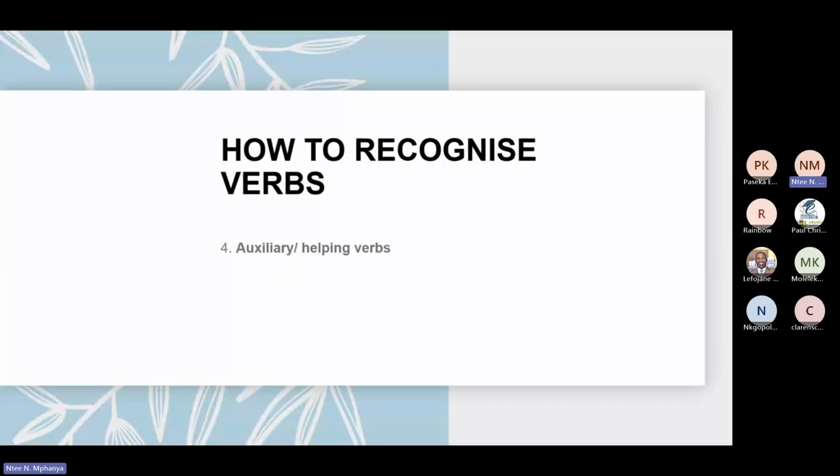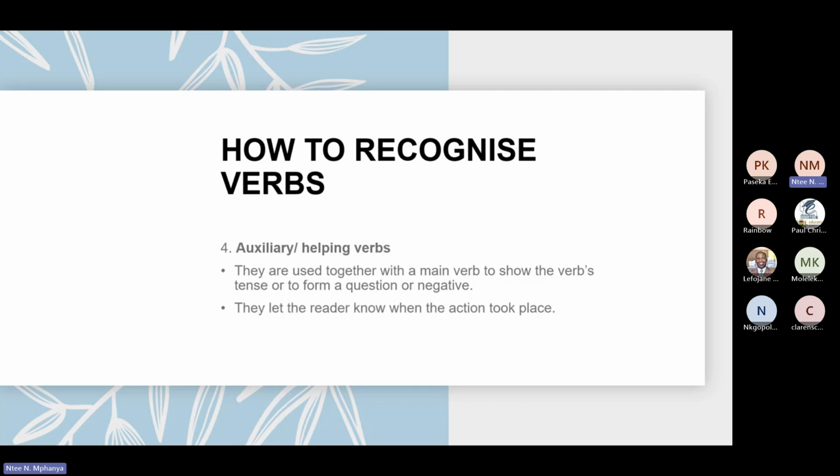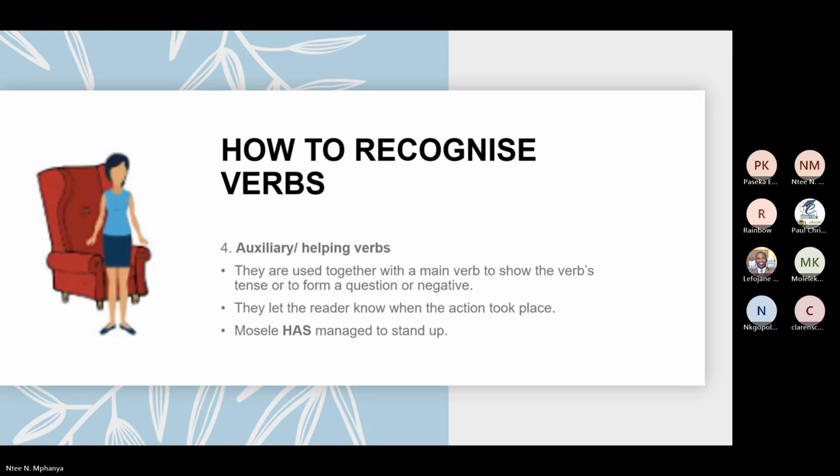Then lastly, we have auxiliary verbs. They are used together with the main verb to show the verb's tense or to form a question or a negative. They let the reader know when the action took place. For example, Musele has managed to stand up. There is Musele. You can see that she managed to stand up. She was seated and she managed to stand up.